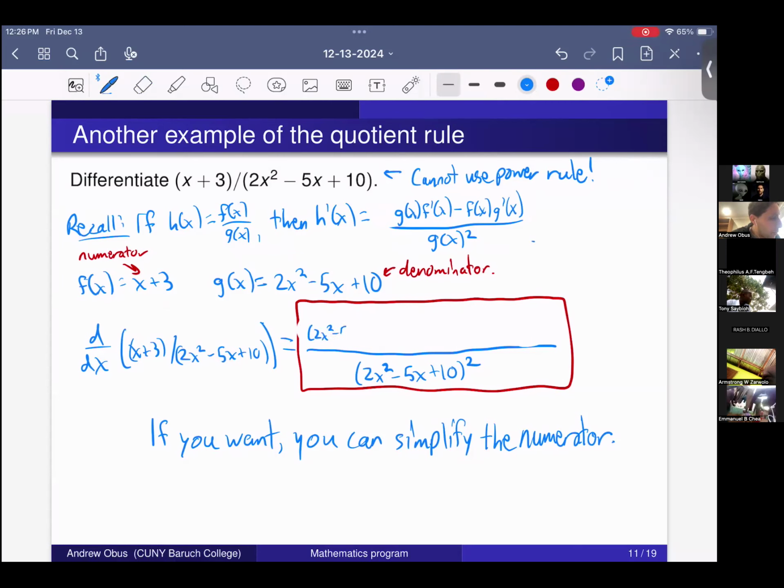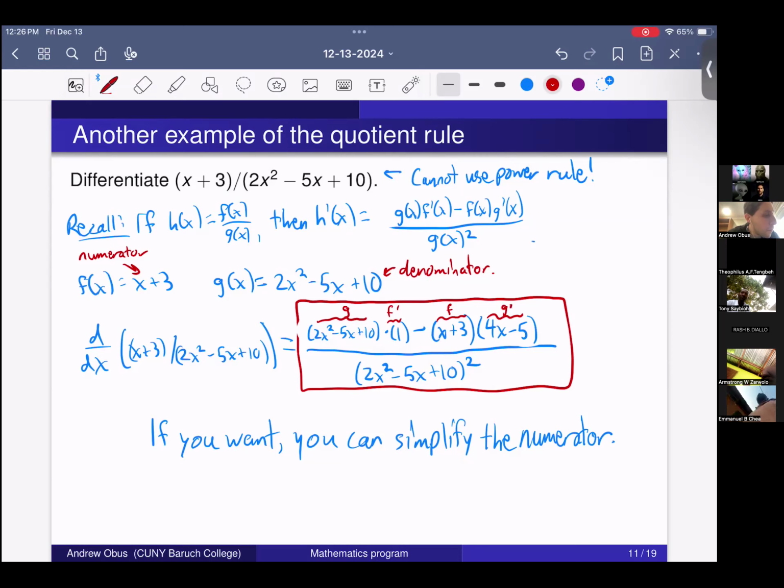So we have g of x, which is 2x squared minus 5x plus 10, times f prime of x, which is 1, and then minus f of x, which is x plus 3, times g prime of x, which is 4x minus 5. Let me label these to be careful. This is g, this is f prime, this is f, and this is g prime. Thank you for catching that. I got the negative of what the answer was supposed to be.